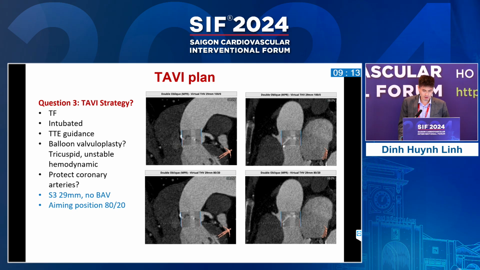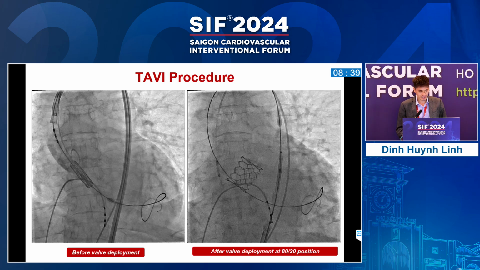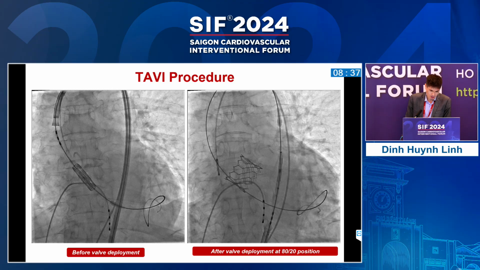But we really wanted to do this case fast and simple because this patient was very sick, very unstable, and based on the analysis, it is the virtual planning performed by the Edwards analyst. So we think it would be safe if we aim the valve a little bit lower than normal, maybe 80/20. So we decided not to do any BAV, no coronary protection, and we aim the valve a little bit low. So it is a TAVI procedure, quite smooth.